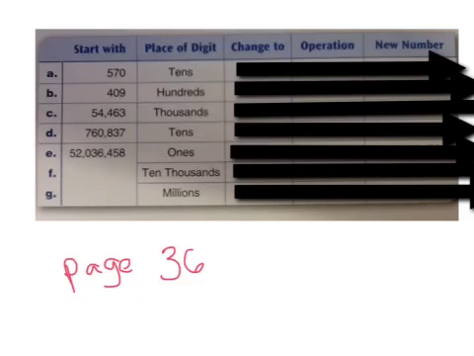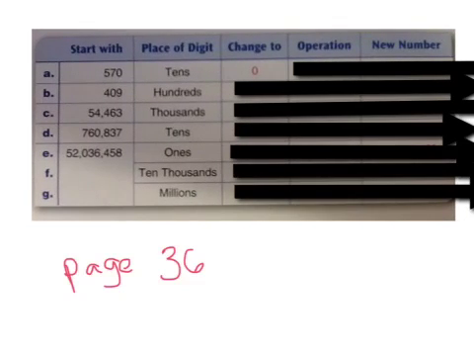At this time, you may turn to page 36 in your math journal. We are going to do this page together. When we start with the number 570, we're going to take a look at the place digit of the tens. What number is in the tens place? If we wanted to change that to a 0, what operation would we need to use? Right, we would need to subtract. So at this time, you're going to write down that we want to change that to a 0, so you would write down a 0. And we're going to write the operation minus. When we change that to a 0, our new number is 500.